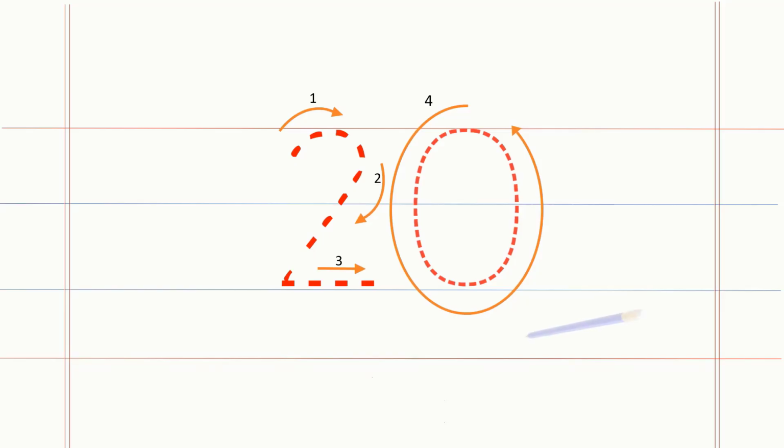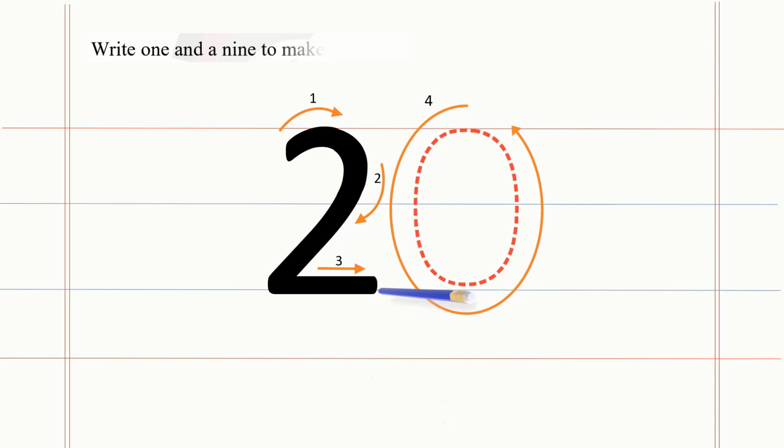Write number 19 on the board and give instructions. Write 1 and a 9 to make 19.